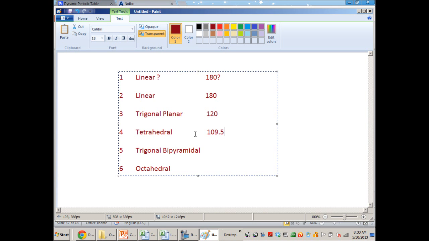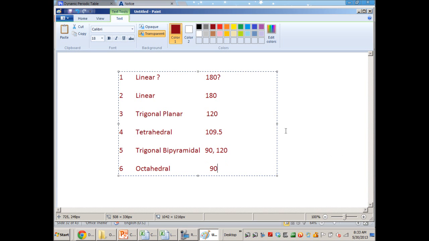109.5 for tetrahedral. Trigonal bipyramidal will be 90 and 120. There's two different angles there. And for octahedral, everything's 90.